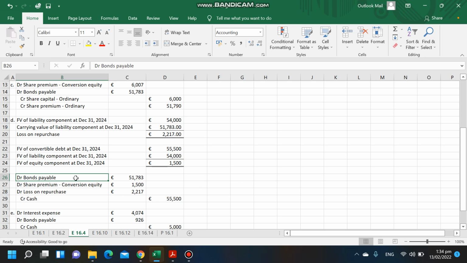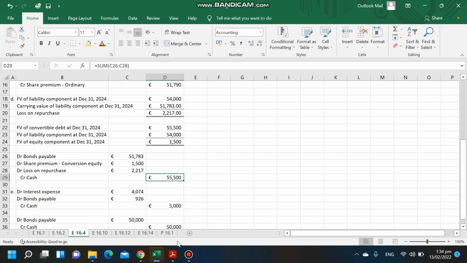And then the journal entry will be debit bonds payable 51,783, the carrying amount. And then debit share premium conversion equity 1,500, just what we have calculated. Okay, and then debit the loss on repurchase 2,217. And then credit cash 55,500.